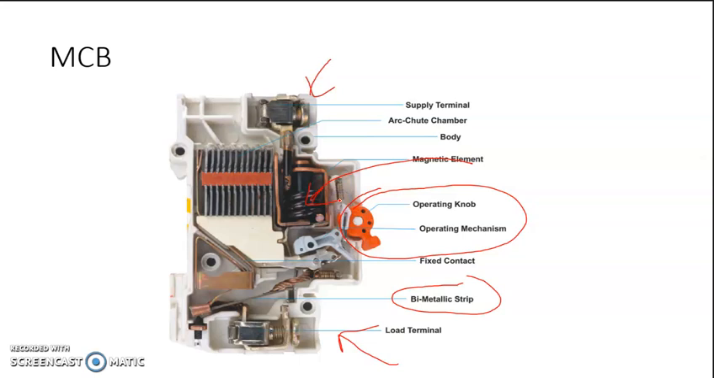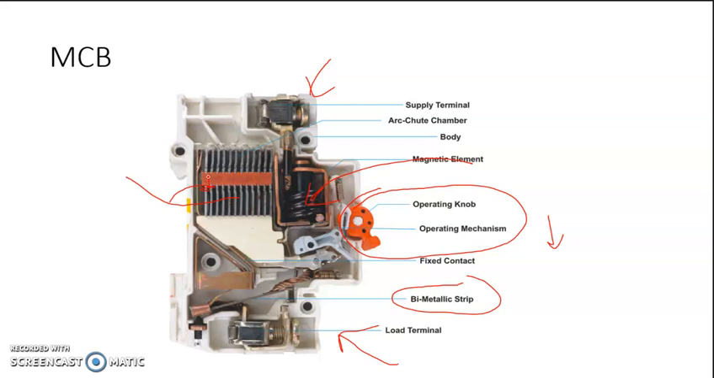So when a fault or a high current is flowing through the system, this magnetic element will react and that will trip the system, which moves the knob to the lower position. And because of the sudden tripping, there may be high temperature or sparks, and in order to remove that, we are using an arc chute or an arc chute chamber, which is shown over here.